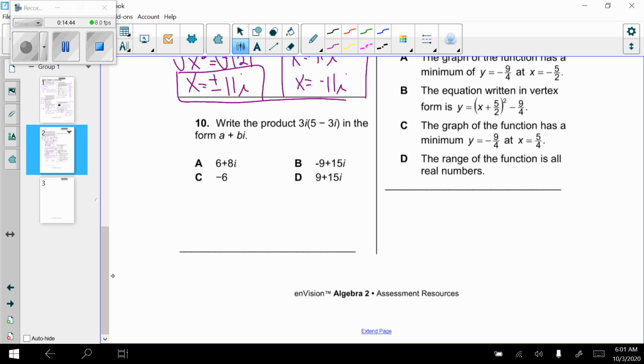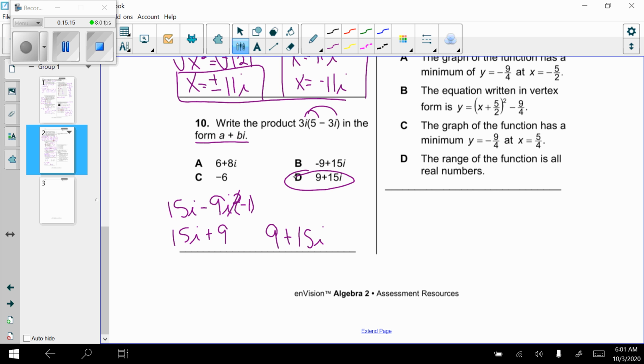Number 10, write the product 3i times 5 minus 3i in the form a plus bi. Product means multiply, so I'm just going to distribute. 3i times 5 gives me 15i. 3i times negative 3i gives me negative 9i squared. i squared always turns to negative 1. Remember, this is multiplying. Negative 9 times negative 1, I have a 15i plus 9. Okay? In a plus bi, the real number has to come first, so I have to rewrite that as 9 plus 15i. So that is D.